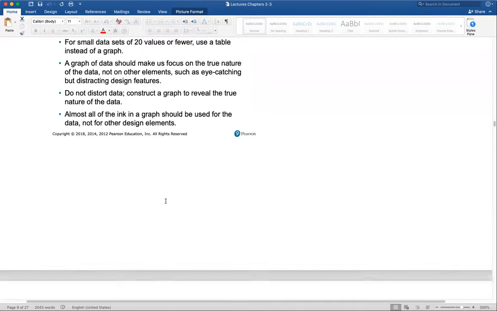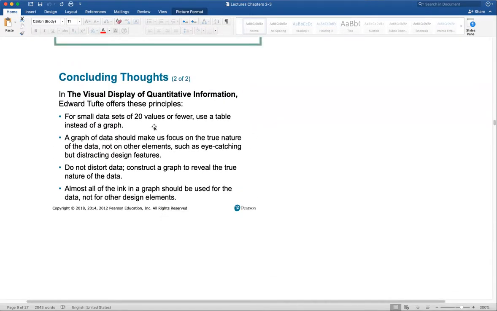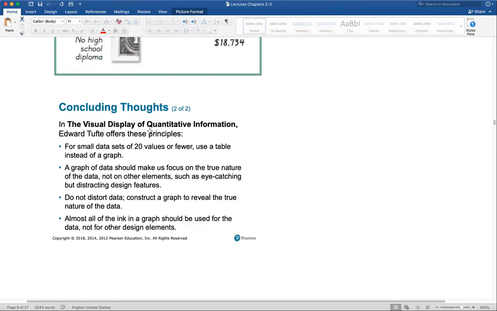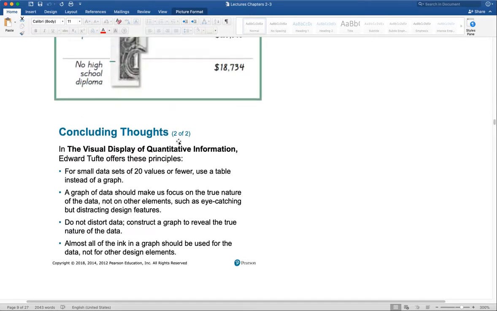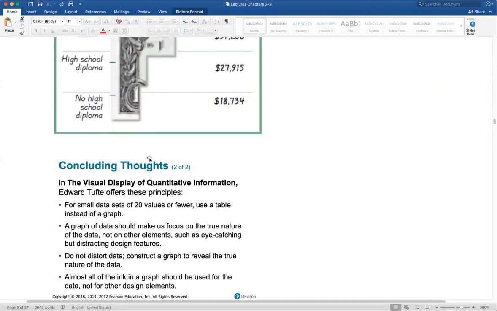Now next one. So here, concluding our thoughts. In The Visual Display of Quantitative Information, Edward Tufte offered this principle: for small data sets of 20 values or fewer, use a table instead of a graph. And a graph of data should make us focus on the true nature of the data, not on other elements such as eye-catching but distracting design features like this.